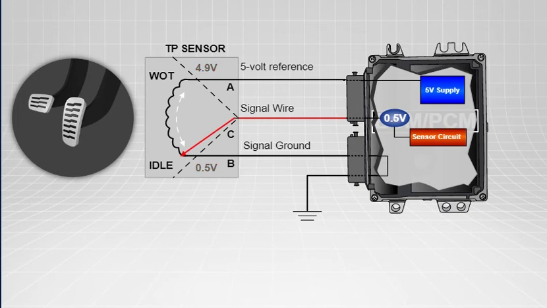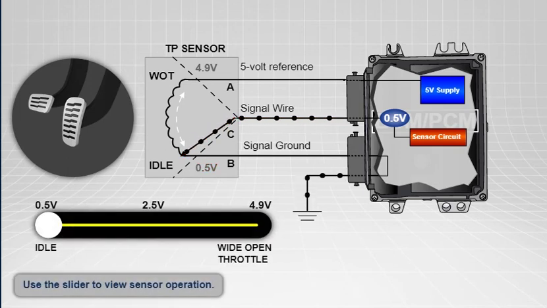A throttle position sensor is a variable resistor potentiometer. Here's a closer look at how it works. The wiper picks up the variable voltage on the resistance wire and sends it to the ECM-PCM with the reference signal voltage dropping across the resistance wire. That means the voltage is very close to 5 volts near the reference signal input and very close to 0 volts at the sensor ground. This is the voltage range you would expect to see when monitoring sensor operation on the scan tool. Use the slider to view sensor operation.